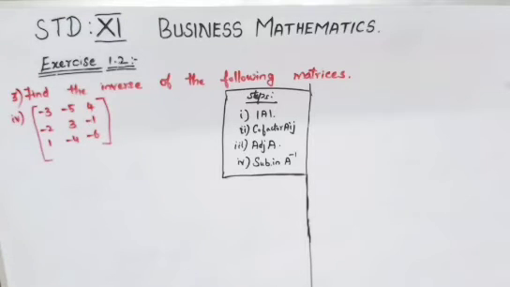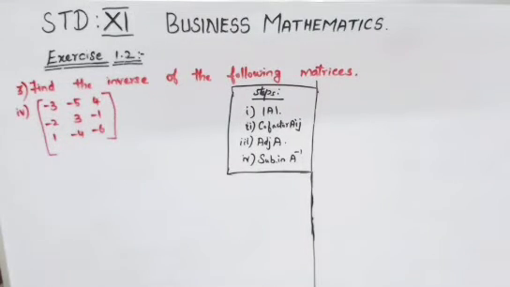Exercise 1.2, third question. Find the inverse of the following matrices. In that fourth subdivision, 3 by 3 matrix is given. Your first row is minus 3, minus 5, 4. Second row is minus 2, 3 and minus 1. Third row is 1, minus 4, minus 6.